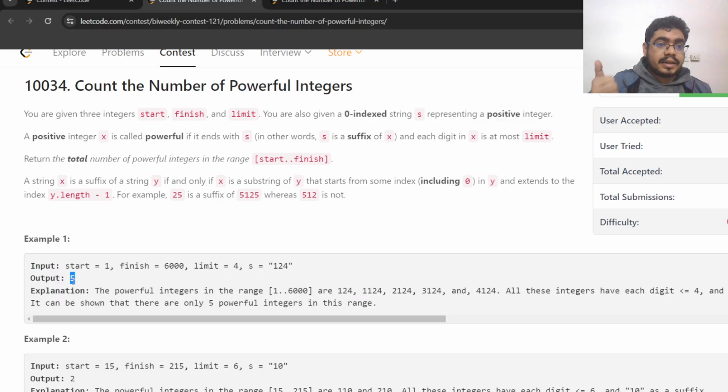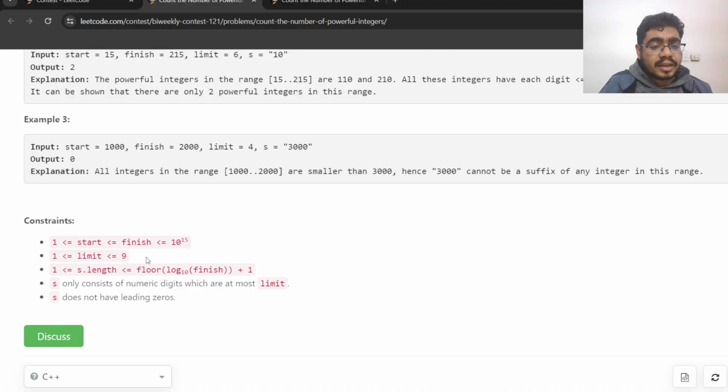So given limit, suffix, start and end, we need to find the number of powerful integers between start and end. Let's also quickly look at the constraints for a moment. Start and finish can go up to 10 to the power 15. So they will not fit into int, they will actually go into long, first of all. Second, they will have up to 15 digits, right? So very, very important, they can have up to 15 digits.